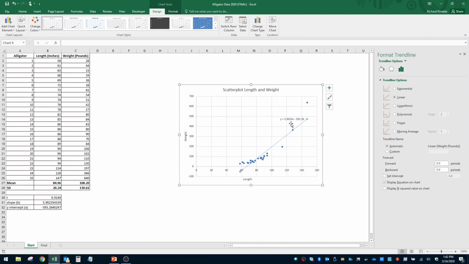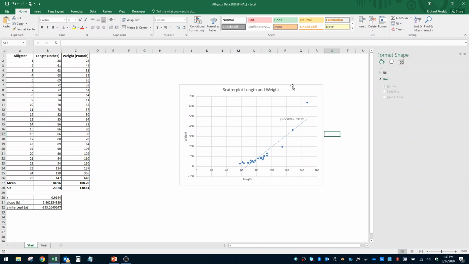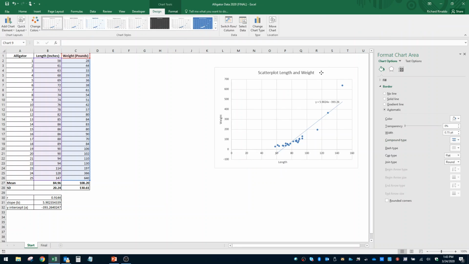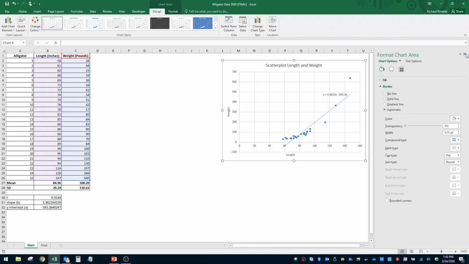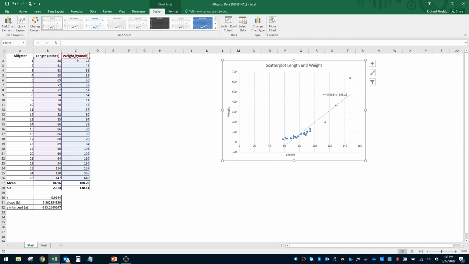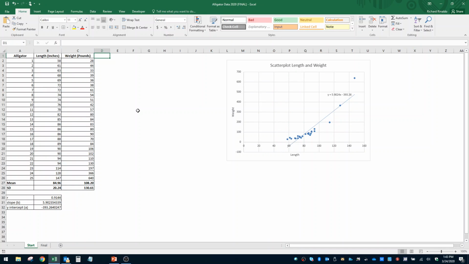So there is my slope of 5.9024 and my y-intercept of minus 393.26. Okay. And I'll plug that up here. Now what I want to do is look at my residuals.